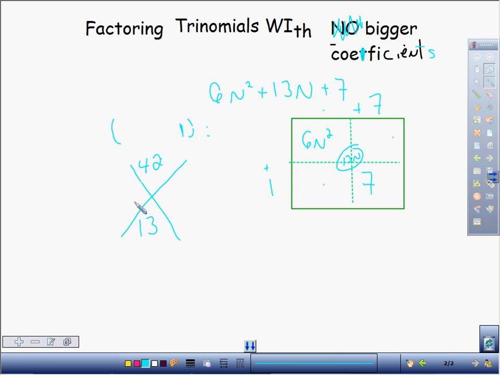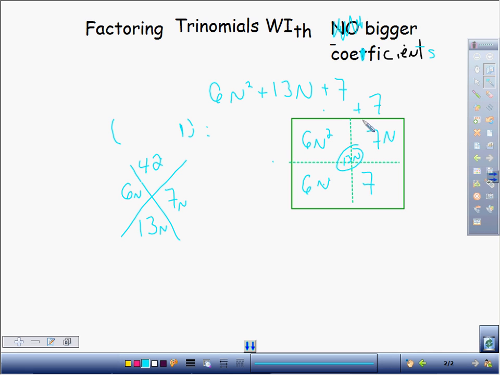So what you have to do is do the same thing. What two things multiply to 42 and add to 13? 6 and 7. Very good. Okay? Now the difference between this and the other is that this is 6n and 7n. And so then I put my 6n here and my 7n here. It doesn't matter which one you put where, okay? And these two will still add to 13n, okay?